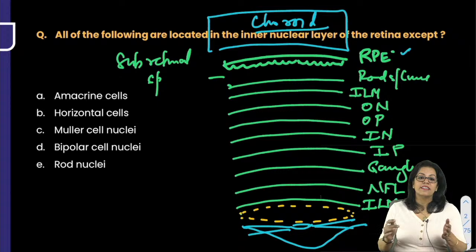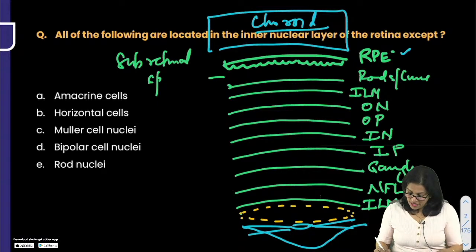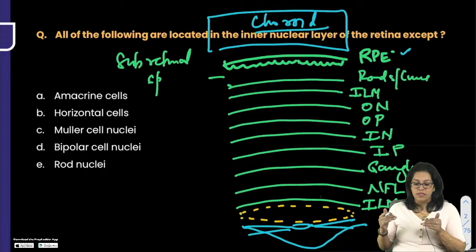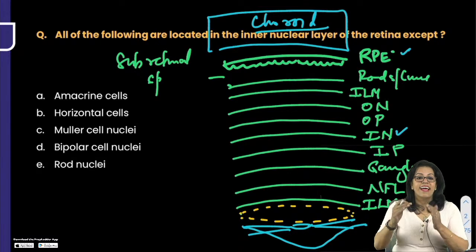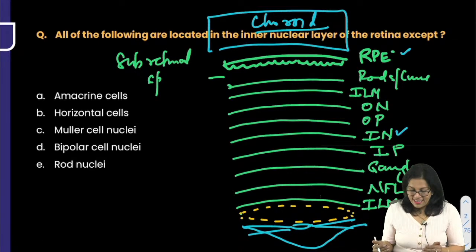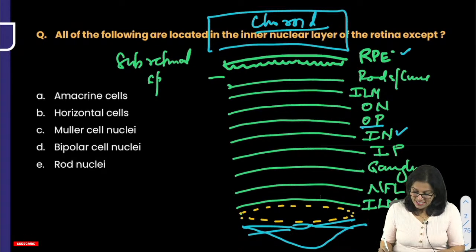Then the outer nucleus is nothing but the nuclei of rods and cones. Outer plexiform, again, what will it be? The dendrites of the cells which are present in the inner nucleus, and the axons of the rods and cones. That is what the outer plexiform is. Easy? What are the cells present in the inner nuclear layer?